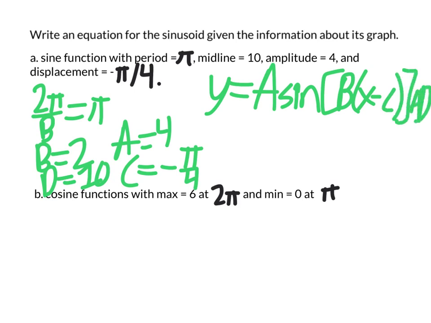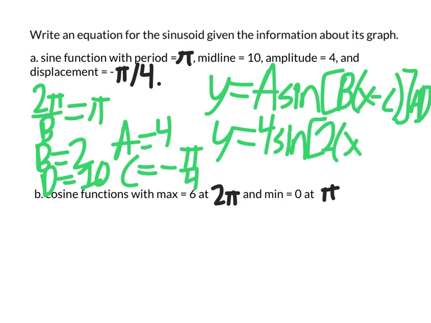So that means that this equation would be y equals 4 sine of 2x, two negatives make a positive, plus pi over 4, plus d, which is 10. And then if you really wanted to, you could distribute the 2 to the x and to the pi over 4.